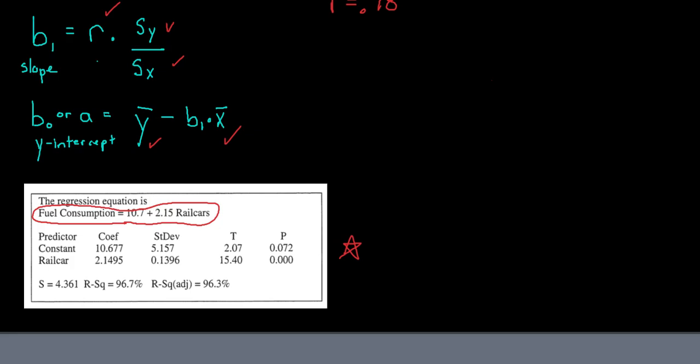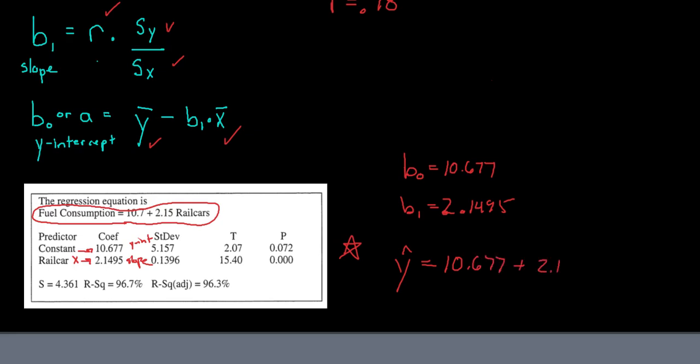What they're going to do is you're going to look for the word constant. Right next to the word constant is your y-intercept. Always, always, always. So find the word constant, that is your y-intercept, which we call b sub 0, 10.677. Right underneath that is your x variable, that's rail car, and right next to that is your slope. So our slope, b sub 1, is 2.1495. So that means the predicted fuel consumption is equal to 10.677 plus 2.1495 times x, which is the number of rail cars.